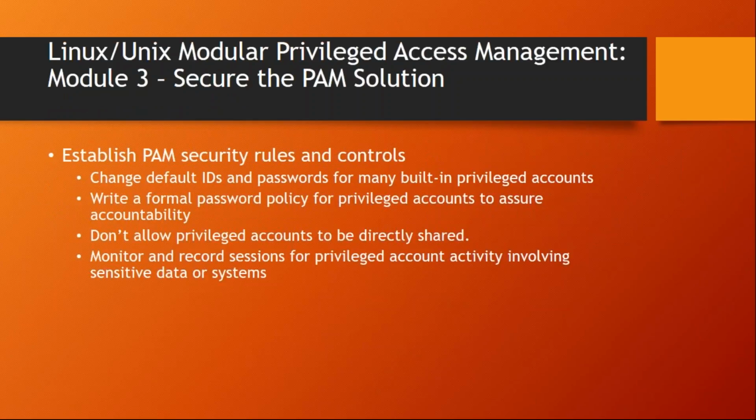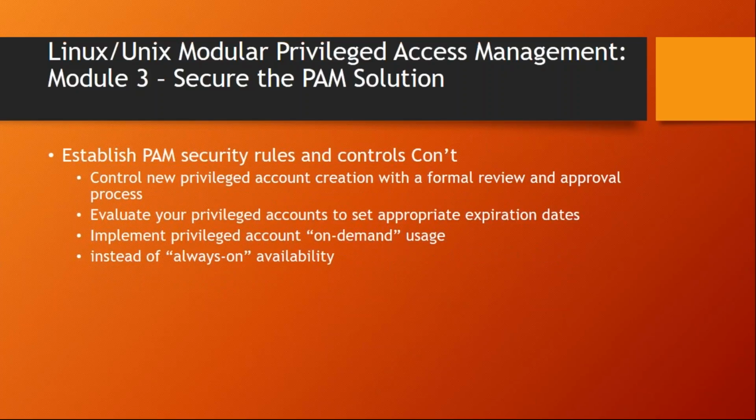All right, here are some other things you want to do when securing your PAM solutions. Establish PAM security rules. Change the default IDs, I talked about that. Write a formal policy. Don't allow privileged accounts to be directly shared. Monitor and record all your privileged account sessions so you can see what people are doing. Control your new privileged account creation with a formal review and approval process. Evaluate your privileged accounts to set appropriate expiration dates for them, which I talked about earlier. Implement privileged account on-demand usage, and don't have them always on. You want to be able to do something different than always-on availability.